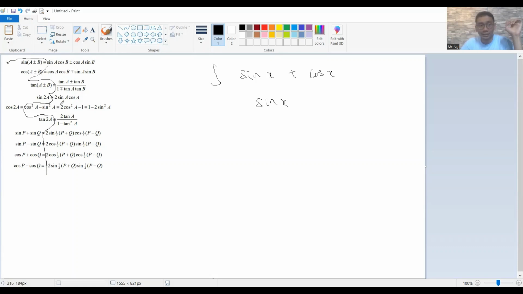You understand? This is not integratable because it is something times something. Okay, it's not a basic integration. This is also not a basic integration. Something times something is also not a basic integration. So try to understand, because that's why a lot of students don't know how to use these identities.